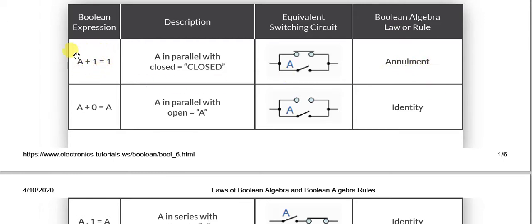Here, very simple logic: you can see that A can have two values, 0 or 1. If you put each of those values in, if you put 0, 0 plus 1 is 1. If you put 1, 1 plus 1 is 1 in the logic sense. So A plus 1 is equal to 1.